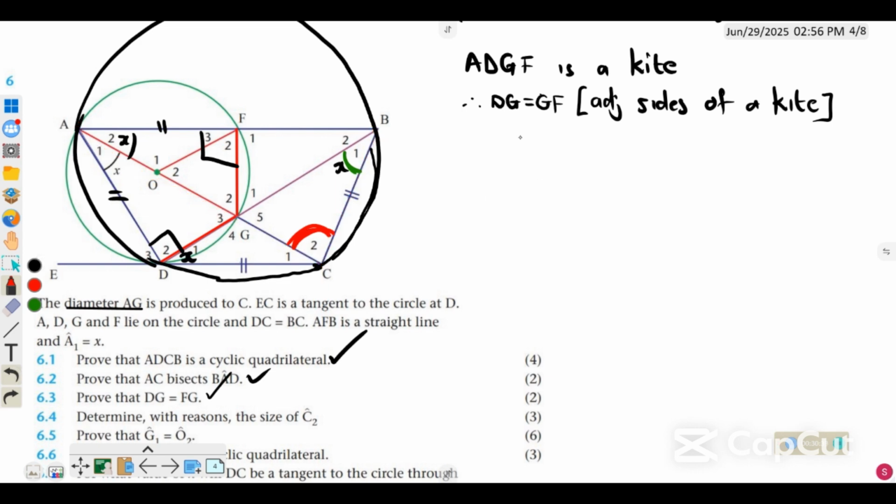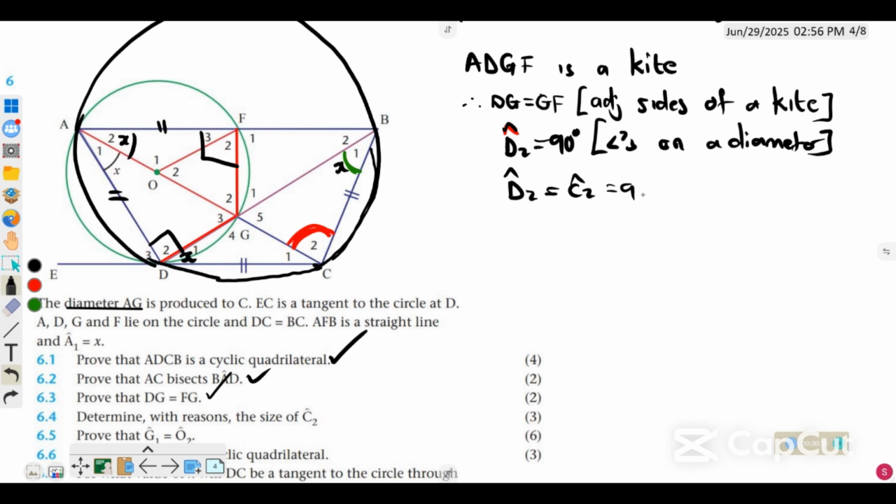But we do have D2, so we start there, because there's nowhere where we wrote it. Angle D2 is equal to 90 degrees. And this is angles on a diameter, or angles in a semicircle, right? Then we have it. Angle D2 is equal to angle C2, and they are both equal to 90 degrees. And these are angles in the same segment.